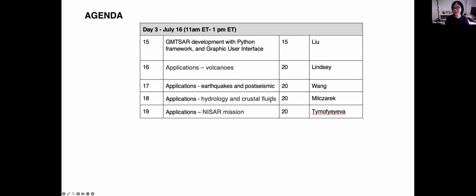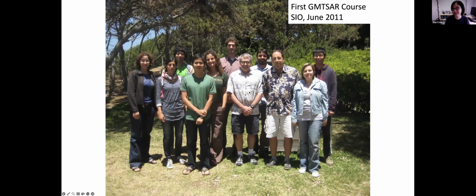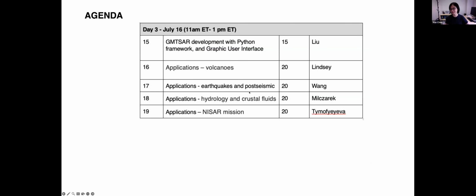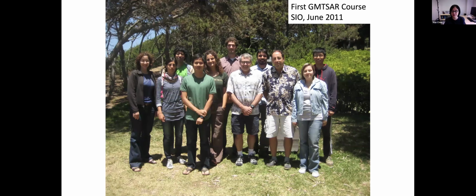So that's the agenda, roughly 2 to 3 hours per day. And I'm very excited about this session. Every year when I take the session, it's also a very good review for myself about the theory behind it. After this, I also want to give a very brief review of the GMTSAR short course. It was developed long before I joined the GMTSAR and the script.